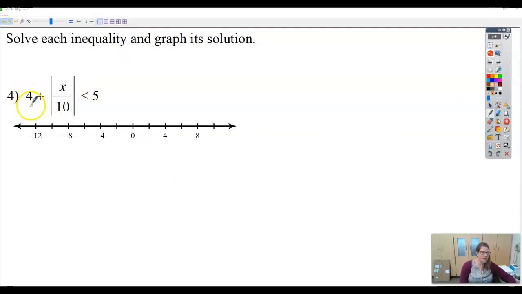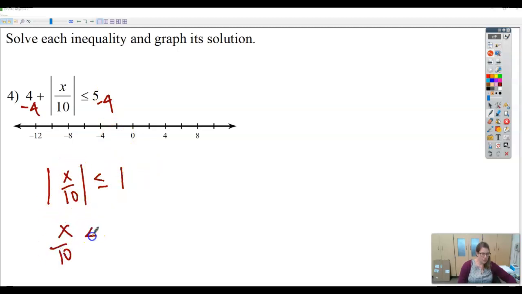So again, I have a plus 4 that's outside of the bar. So to undo plus 4, I have to subtract 4 from both sides. So absolute value of x over 10 is less than or equal to 1. So now I need to take and break this into two inequalities. One exactly the same, just drop the bars. One with a negative 1 on the other side of the inequality, but the negative 1 we have to flip around our inequality to the other direction and then just solve for x.